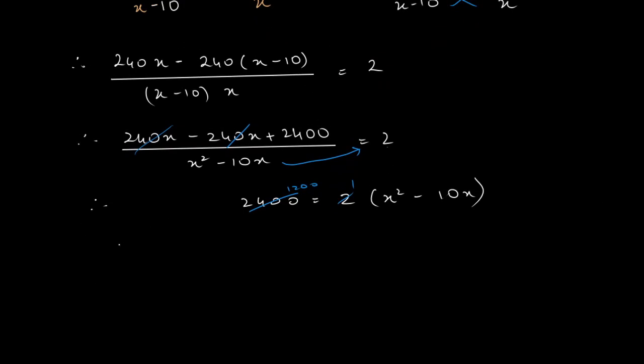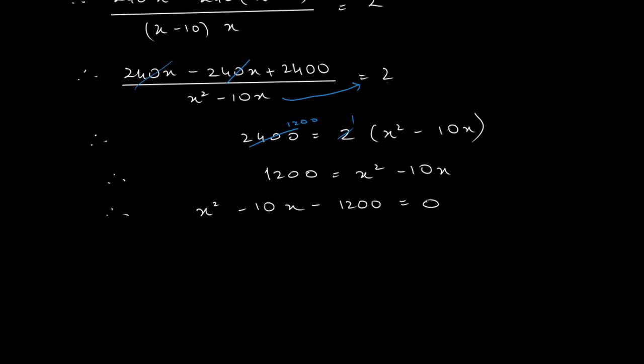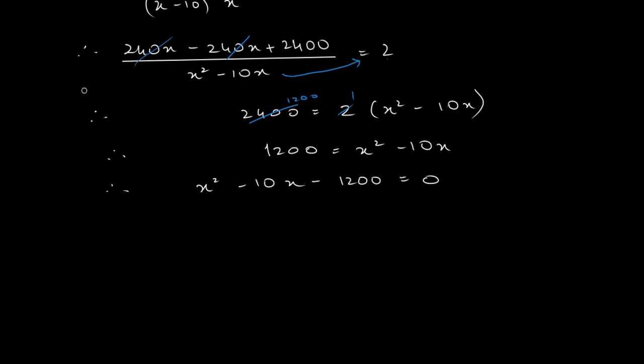Okay. So I'm about to get my quadratic equation now. I have 1200 is equal to x squared minus 10x. Rearranging this in the standard form, I have x squared minus 10x minus 1200 is equal to 0. Right, so this here is my equation in the standard form.